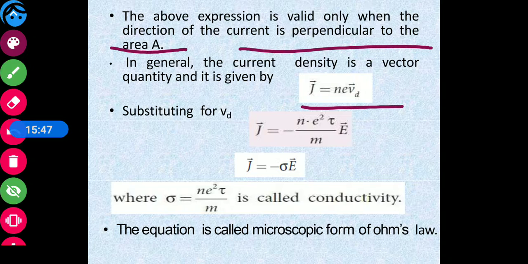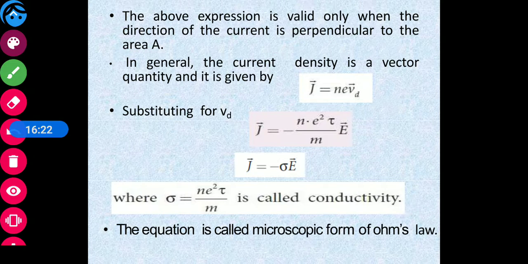Substituting the value of Vd, it reduces to J is equal to minus n e square tau upon m into E, and in place of n e square tau upon m, we can write another constant, sigma, which is known as the conductivity. This equation is called the microscopic form of Ohm's law: J is equal to sigma E. Just like in Ohm's law, V is equal to IR, so it is known as the microscopic form of Ohm's law.